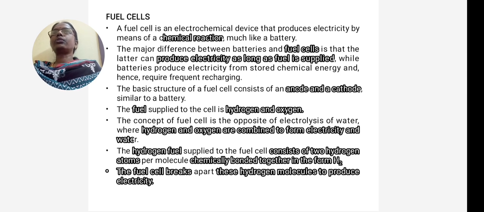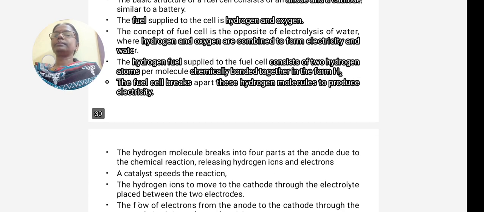The basic structure of the fuel cell is very similar to the battery. It consists of an anode and a cathode. The fuels supplied to the fuel cell are hydrogen and oxygen. The hydrogen is supplied at the anode side, and the oxygen is supplied at the cathode side. The hydrogen fuel consists of two hydrogen atoms per molecule, chemically bonded together in the form of H2. The fuel cell breaks these hydrogen molecules to produce electricity.